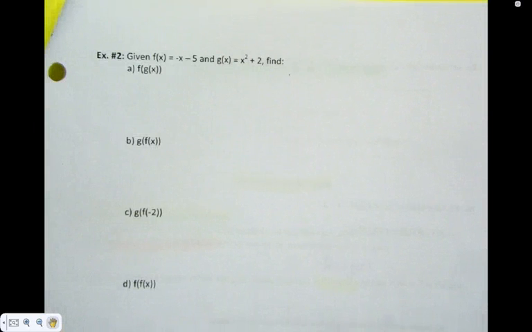Now we're going to do it algebraically. So the graph was the easy part. Now we're going to deal with actual functions. So f of x is negative x negative 5. G of x is x squared plus 2. What kind of function are each of these? Turn and talk. Tell your partner what kind of function is f of x, what kind of function is g of x.